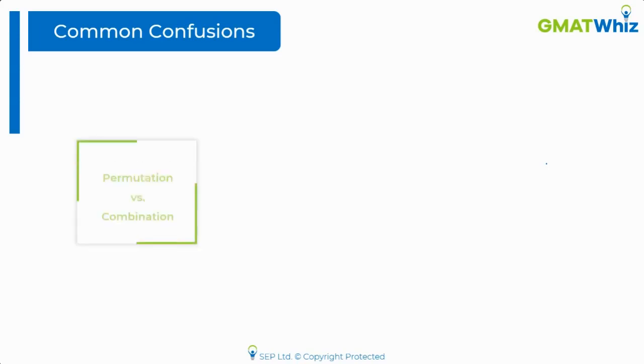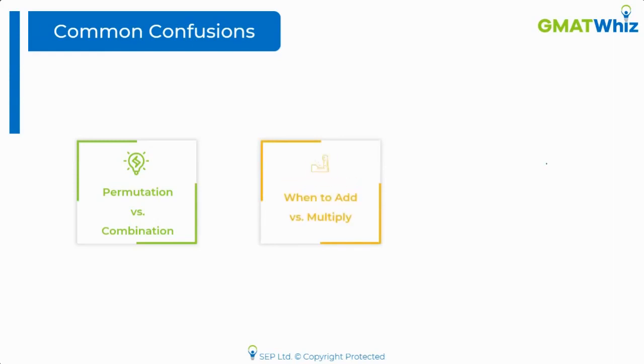Number 1, first confusion is when to use permutation and when to use combination. All of us know 2 formulas, nPr, nCr. How do I go about using them? It's so confusing all the time. Second problem, when to add versus when to multiply. That's another problem that students face. And this problem becomes even more significant when you move to probability, which is a very related concept. Okay, so this is the second problem that students face.